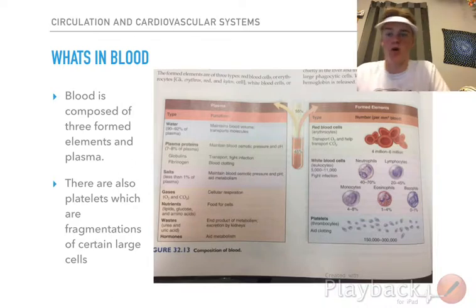And on the right, we have the formed elements: RBCs, WBCs, and platelets. The red blood cells, aka erythrocytes. There's 4 to 6 million of them in your body. They transport oxygen and help transport carbon dioxide.